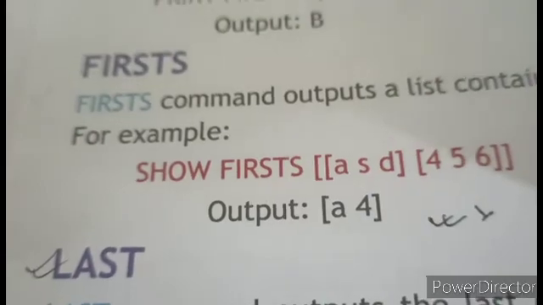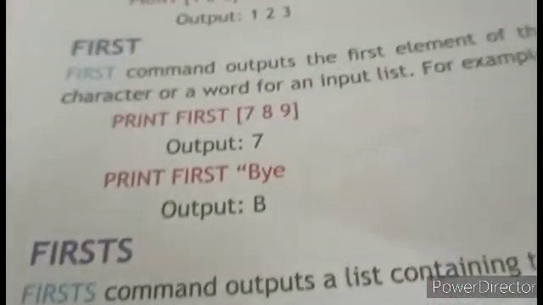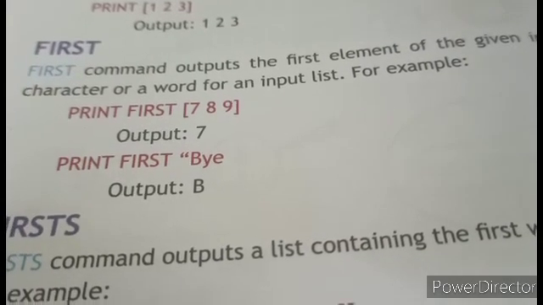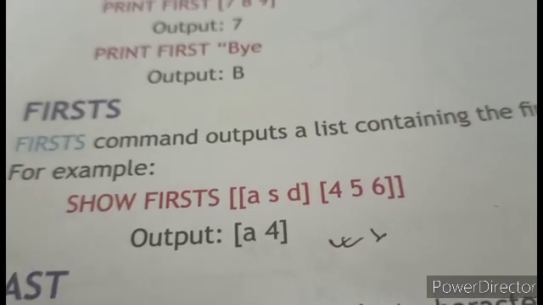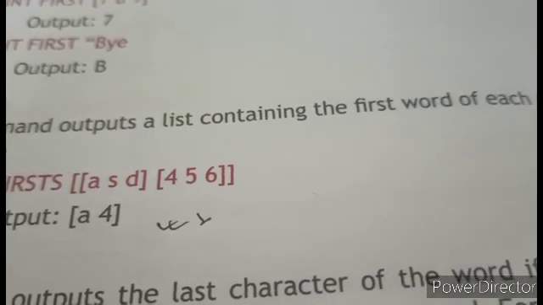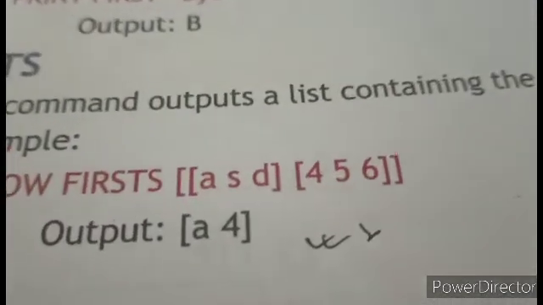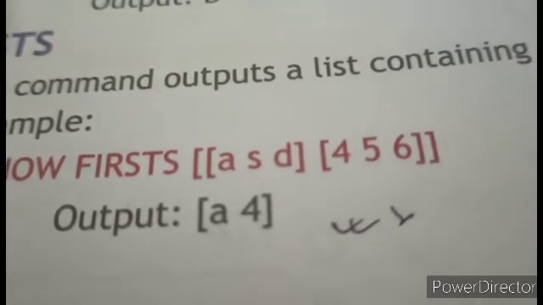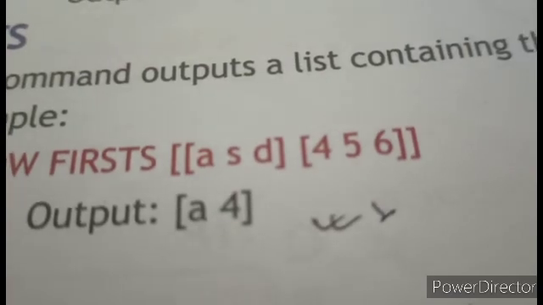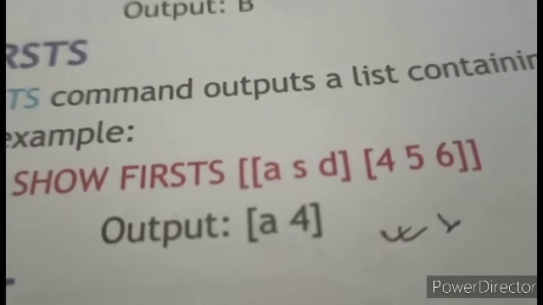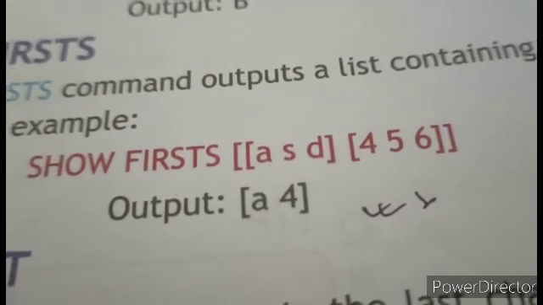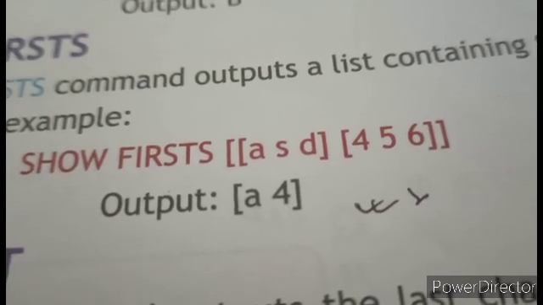The next command is firsts. So what is the difference between first and firsts? The first command only displays the first element, but if we add an S after first, then the firsts command outputs a list containing the first word of each item. See, there are two items separated from each other. One item is ASD, another is 456. So if you give show firsts or print firsts, then the first element of both parts will be printed there.